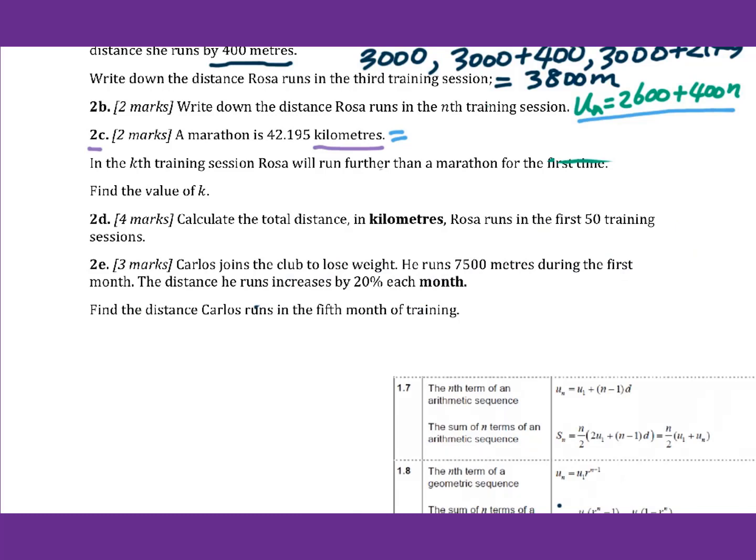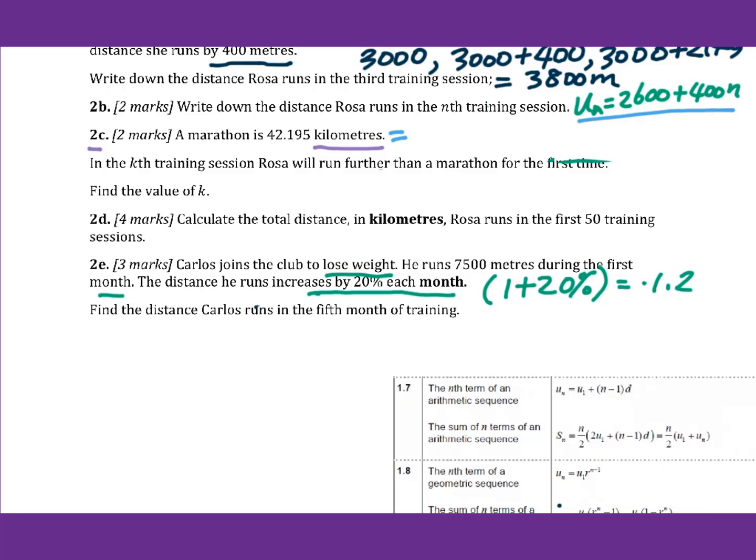Carlos joins the club to lose weight. He runs 7,500 meters during the first month. The distance he runs increases by 20% each month. Increase by 20% means we do 1 plus 20%. That is 1.2. We keep multiplying by 1.2.